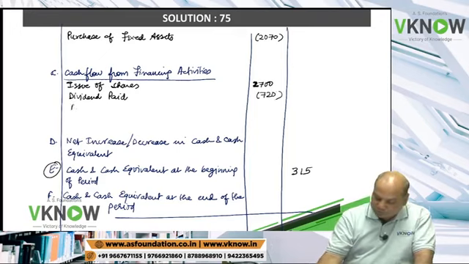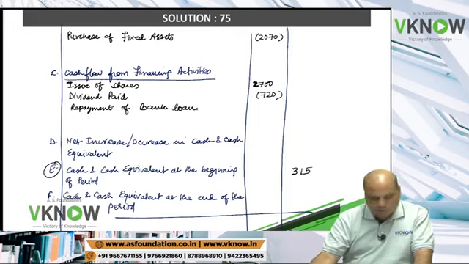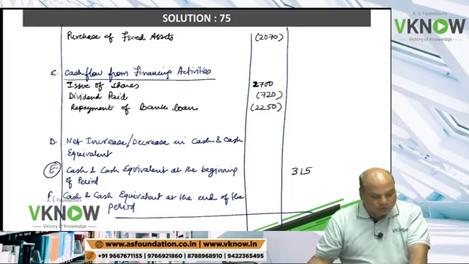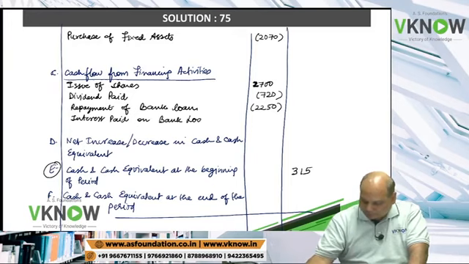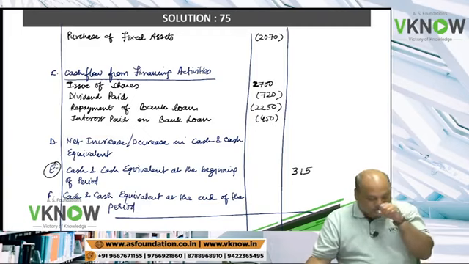Repayment of bank loan, financing activity, 2250. Interest paid on bank loan is a financing activity. All figures are readily available. Outflow 450. And the last line, balance on 31st March 2020.